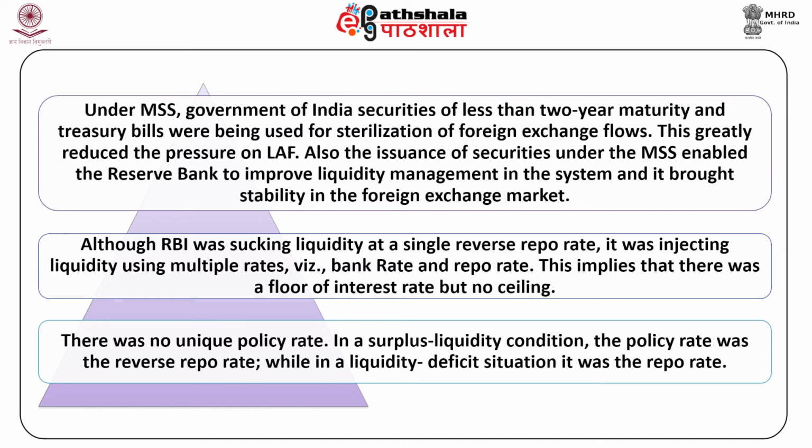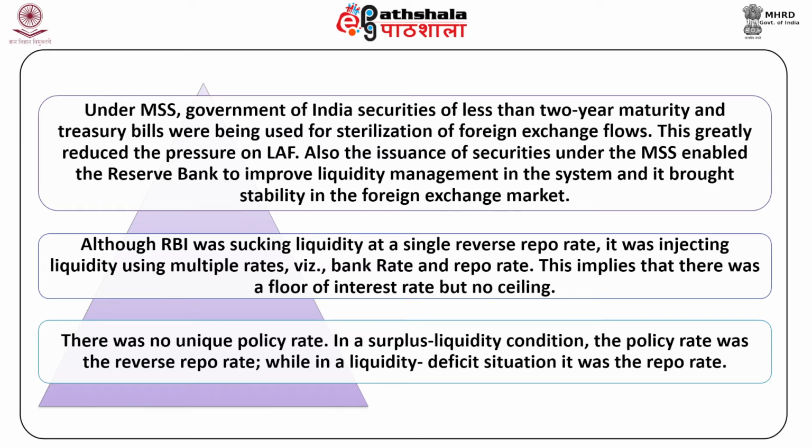A few problems arose with the process of LAF. First, although RBI was sucking liquidity at a single reverse repo rate, it was injecting liquidity using multiple rates, viz. bank rate and the repo rate. This implies that there was a floor of interest rate but no ceiling.